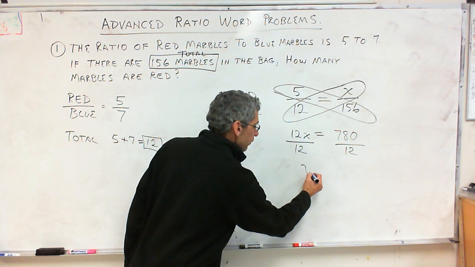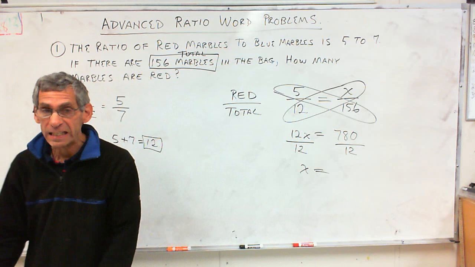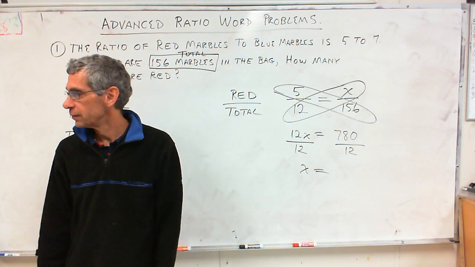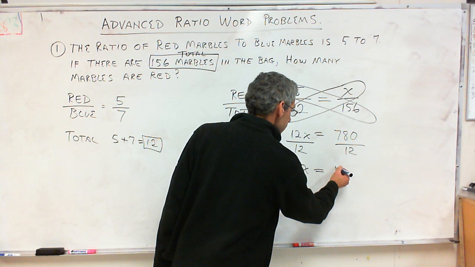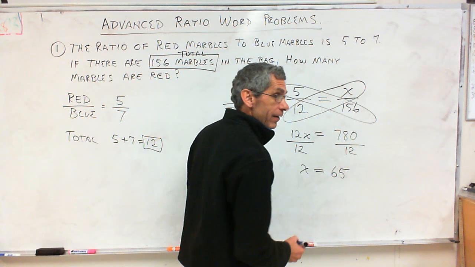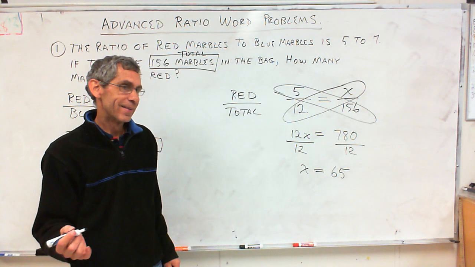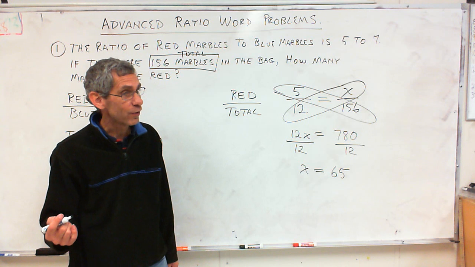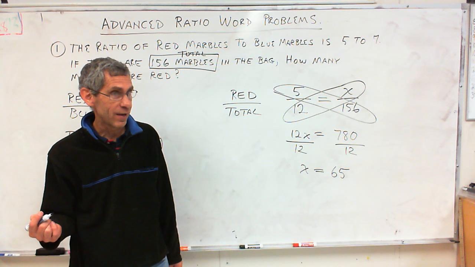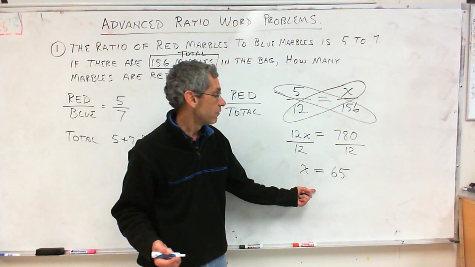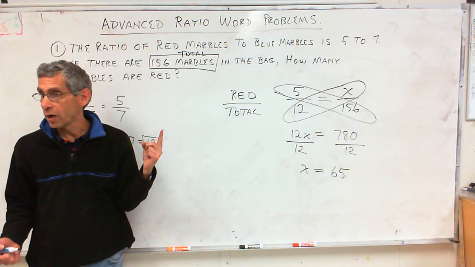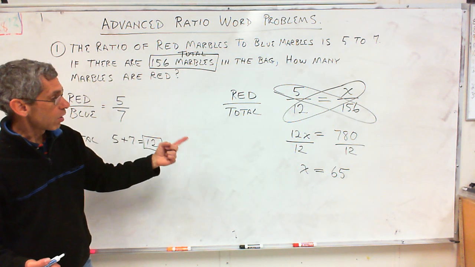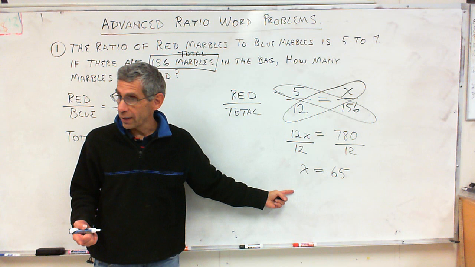780 divided by 12 is 65. Yes! Oh, no. Is it? I don't know. Yeah, it is. Is it really? I'm pretty sure it is. Is that a joke? I used a calculator. Are you trying to make me look bad for this video? Kind of. Maybe. It's really 49, but you're saying 65, right? Okay, it's 65. So that means if there are 156 total marbles, there are 65 red marbles in the bag, right?